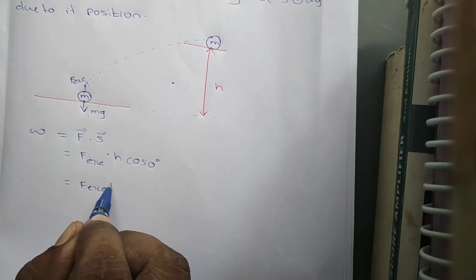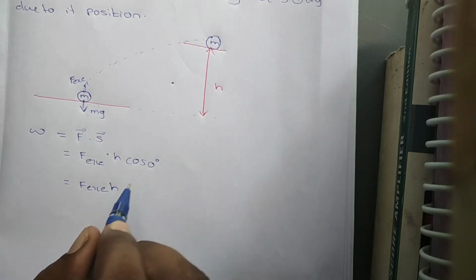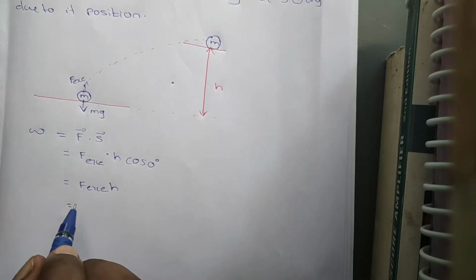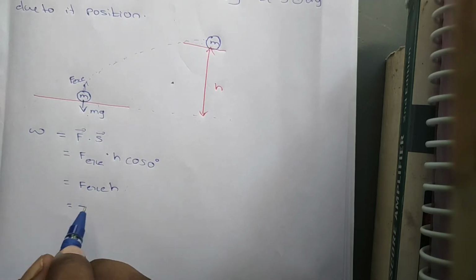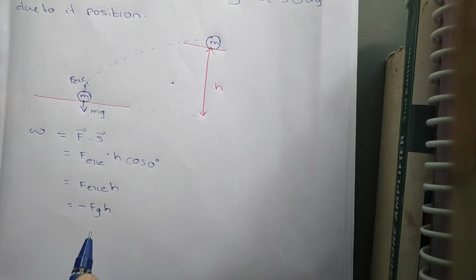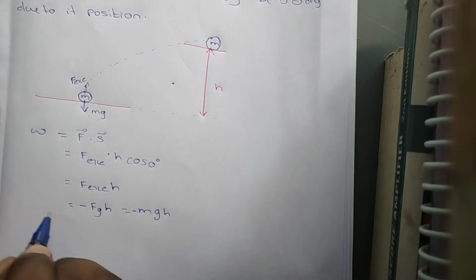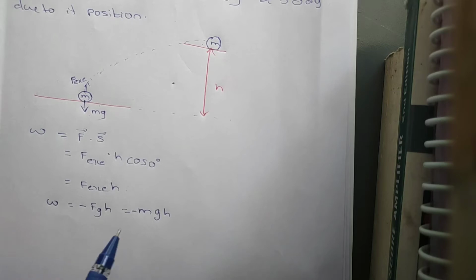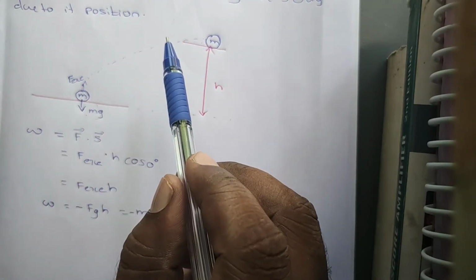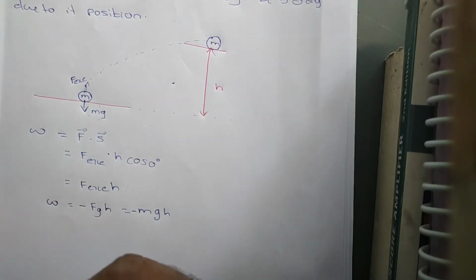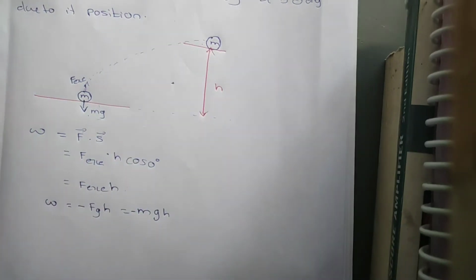If I consider the gravitational force here, it is in the opposite direction of the external force. So we take it as Fg into h. What is the Fg value? Fg is mg. So minus mgh is the work done by the gravitational force in shifting an object from here to here. Here an external agency is doing work against the gravitational attraction force, so this work done is stored as potential energy. This is the potential energy at this point.